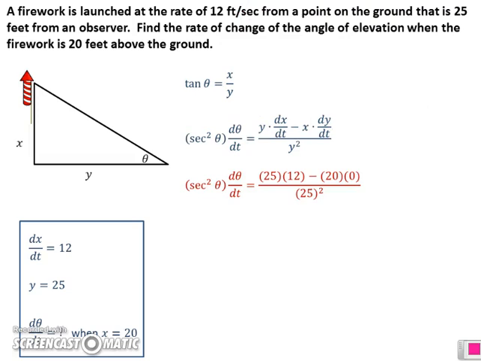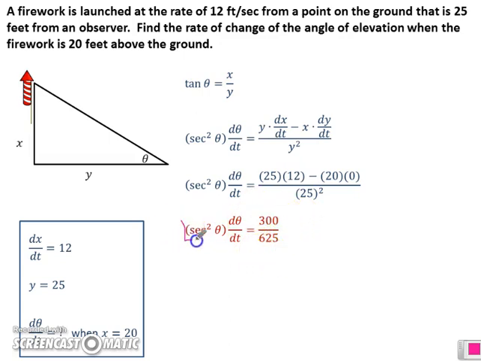Okay, we were given a lot of information here. Y is 25. The rate at which x was changing was 12. X is 20. Check this out. 0. The person's not moving. This line right here, not changing. The person isn't walking towards it or away from it. So the derivative of the y is 0 in this case. And then y squared is going to be 25 squared. Okay, I'm going to leave this one alone for just a second. Let's simplify the right. And we end up with 300 over 625. And we could probably simplify that to 12 over 25, I think.